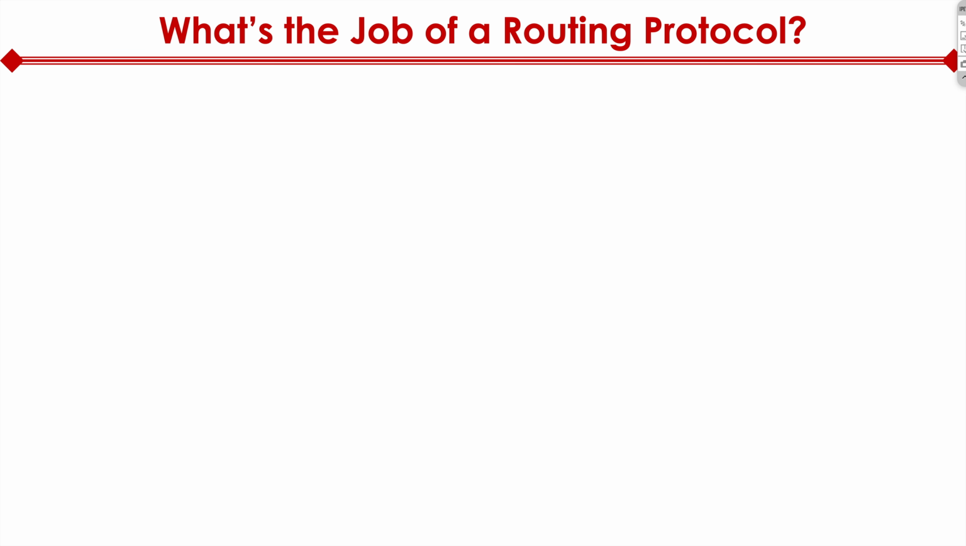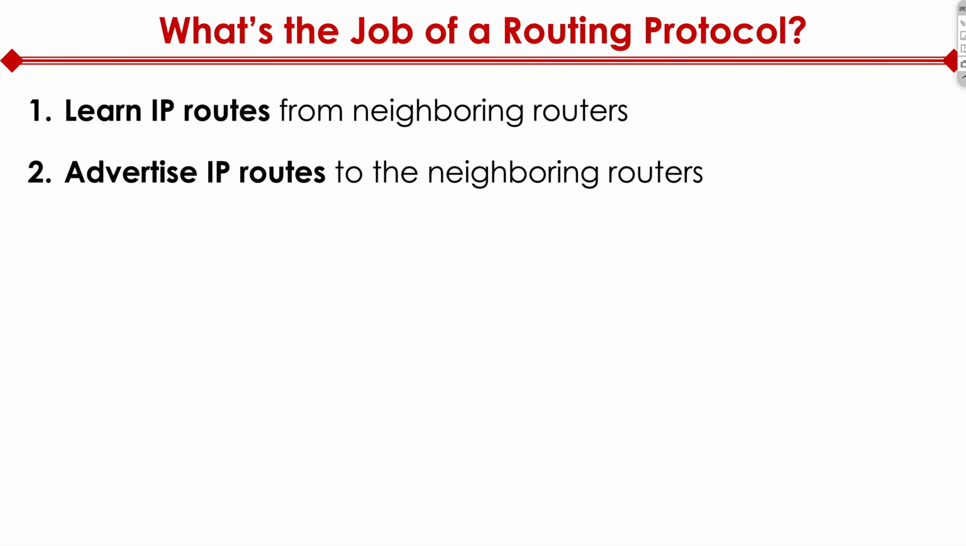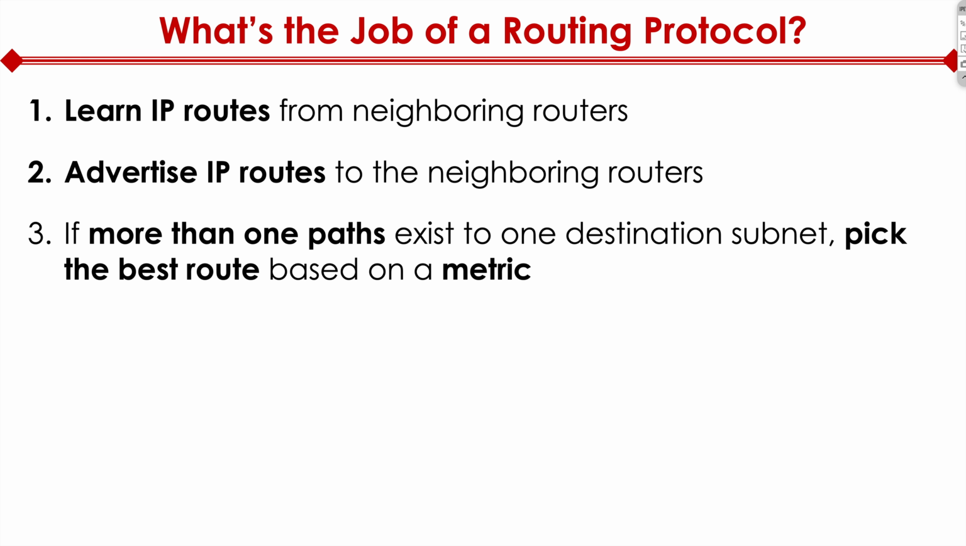What's the job of a routing protocol? Let's quickly talk through that. First, the routing protocol learns IP routes from neighboring routers. Second, it advertises IP routes to the neighboring routers. Third, if more than one path exists to one destination subnet, the routing protocol picks the best route based on a metric.